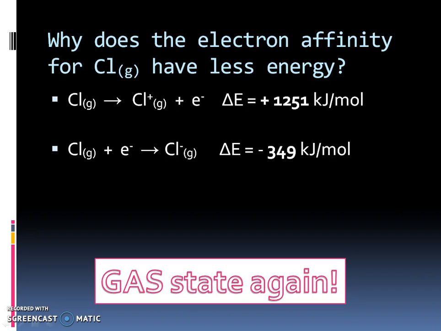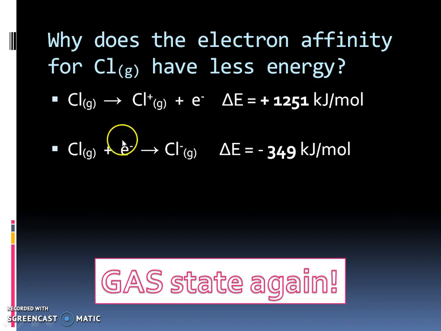So then why does the electron affinity for chlorine involve less energy? Here we have an atom of chlorine gas, and we're changing it to a chlorine plus ion and an electron. That's our ionization energy, and that's a plus 1251. So that's going to take a lot more energy than the opposite, the electron affinity of chlorine.